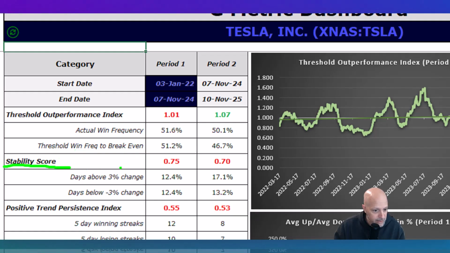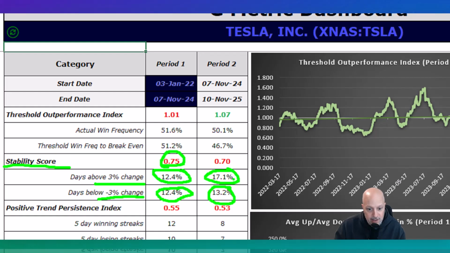Stability score is next. So basically, I'm looking at the number of days that had above 3% change and below a negative 3% change. So 12.4% of the days were above, 12.4% were below. So you take those two numbers away from 100, and then you'd get a 0.75 stability score right here. Do the same thing with the most recent period. 17.1% of the days are above 3%, 13.2% are below negative 3%. Take the sum of those two away from 100%, and you're left with a stability score of 0.7.